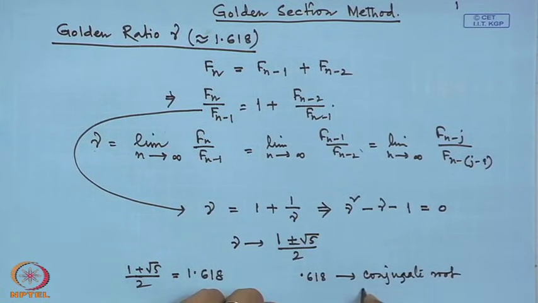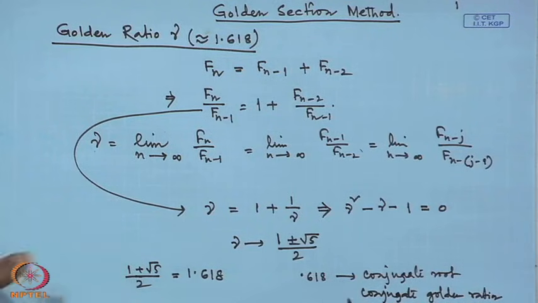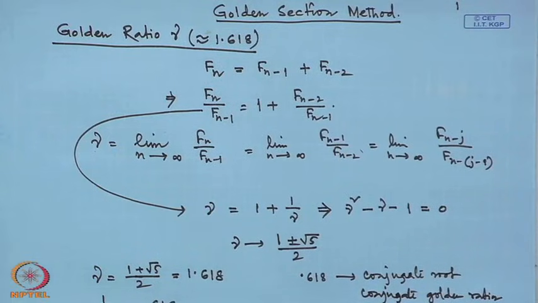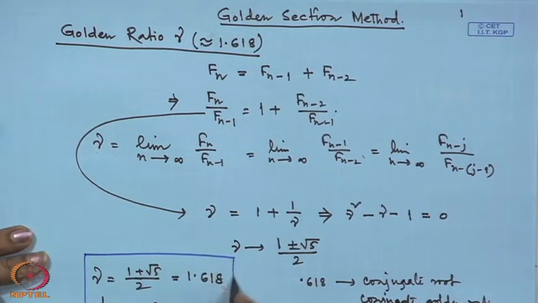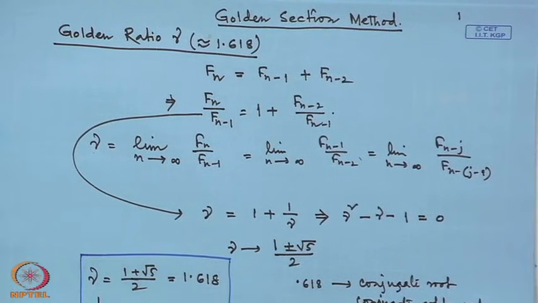Conjugate golden ratio. And what is the value for this? This is equal to 1 by gamma only. That is why we are getting gamma is equal to this, and 1 by gamma is equal to 0.618. These two facts we will use in our iteration process.